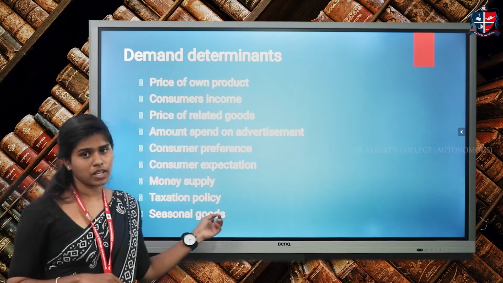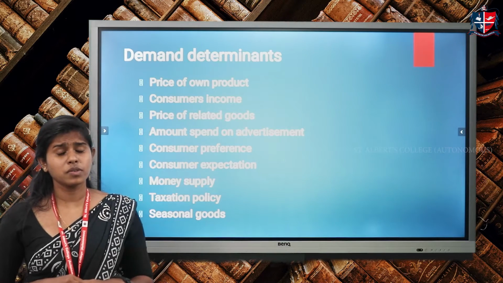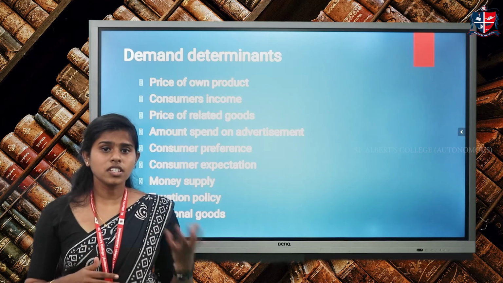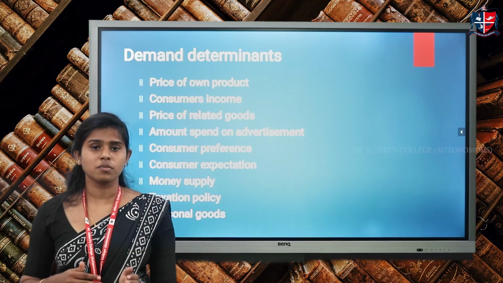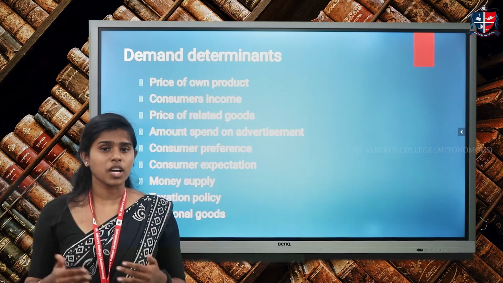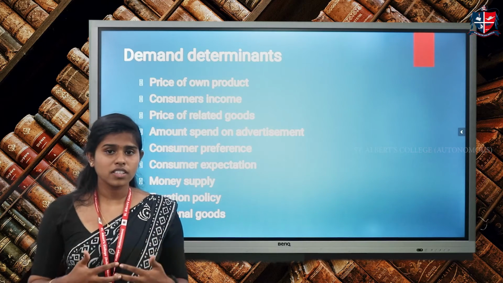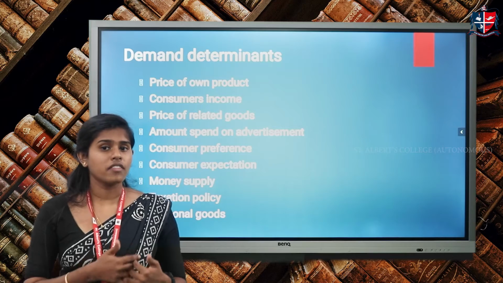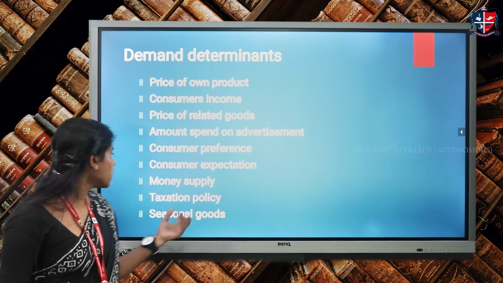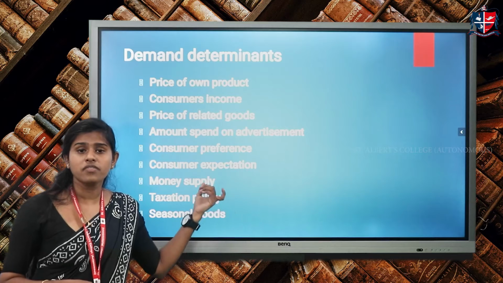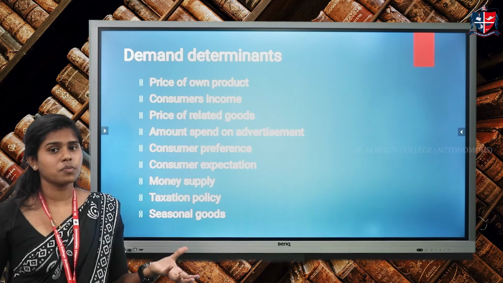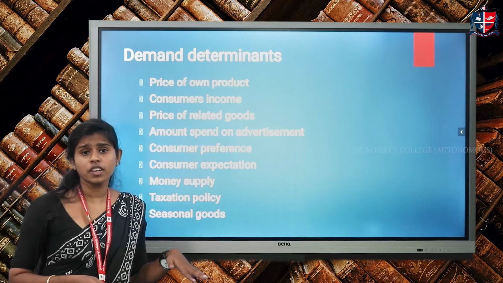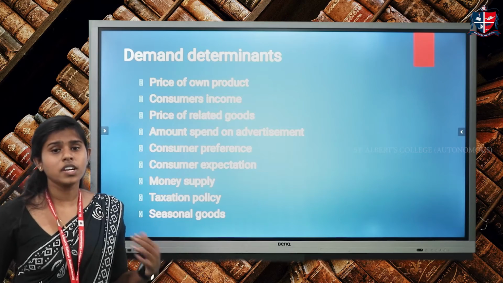And next is the money supply. Money supply is a part of the central government's or central bank's policy. Whenever there is a depression, the central bank will increase the money supply, and in a boom period, the central bank will reduce the money supply. Whenever there is more money supply in the economy, consumers get more amount in their hands, and the demand for the product will increase. But in a depression or recession period, they don't have that much purchasing power or demand.